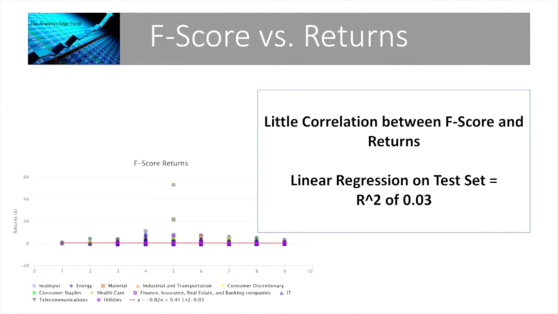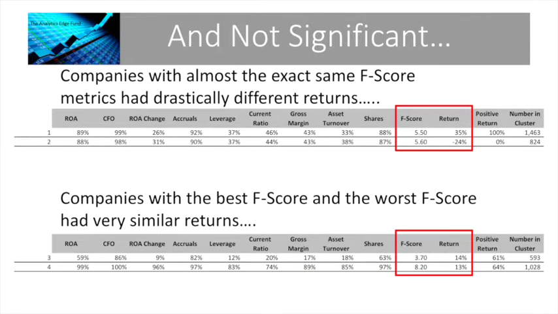Well, you could say results were bleak, but definitely still worth talking about. With an R squared on our test set of 0.03, our F-score showed extremely little correlation to returns. We also found that when we clustered groups of similar F-scores, we were met with a variety of results. The high F-score companies had similar performance to the low F-score companies, and when we split up for size and market cap, the results were the same. You couldn't tell the difference between high and low market cap.